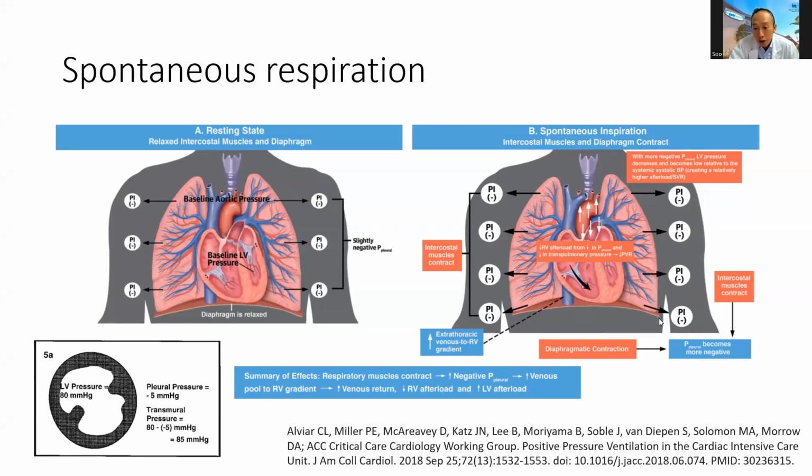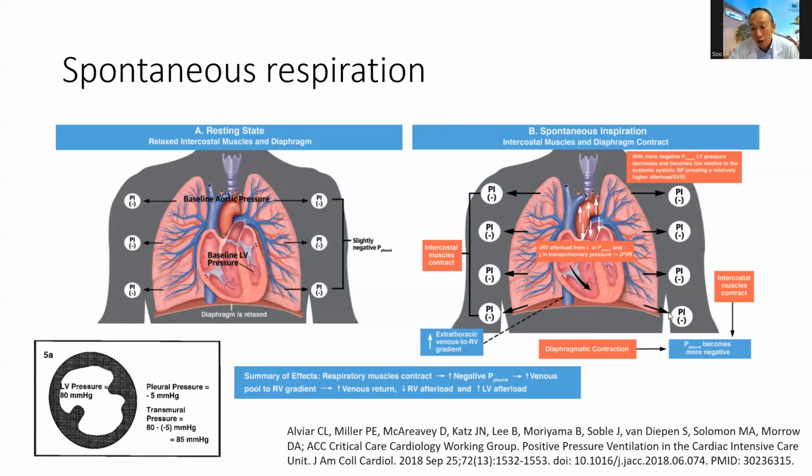So when your diaphragm contracts, your pleural pressures become more negative. There's an increase in the gradient because everything inside this cavity has become more negative, and the pressure outside remains the same. So blood will rush into the heart from the SVC as well as the IVC going inside the heart. This is easy to understand.